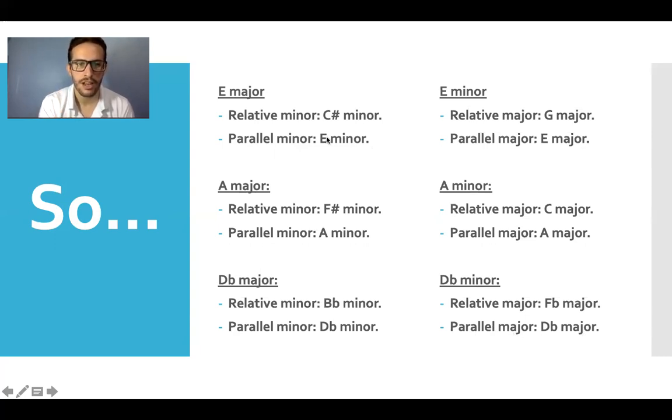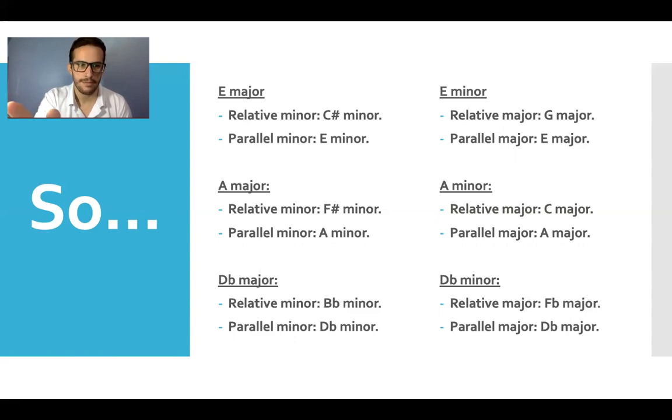Notice the difference here. In both columns, the parallel minor is going to be the same relationship, but the relative ones are going to be different. Look at E major, the relative minor is C sharp minor, but for E minor, the relative one is going to be G major. It's another scale. You just don't invert. That's not how it's supposed to be done. So be careful.